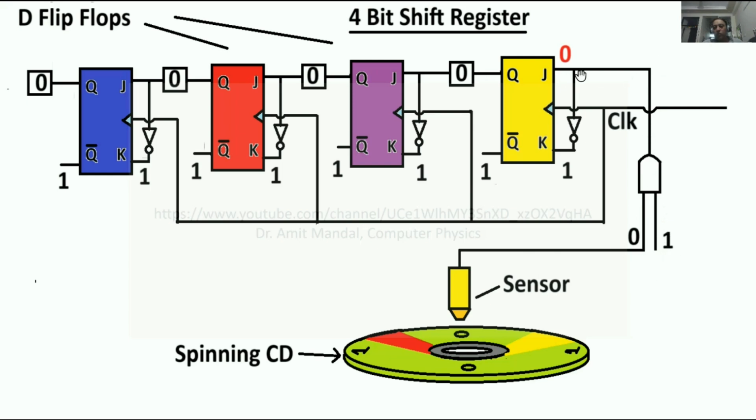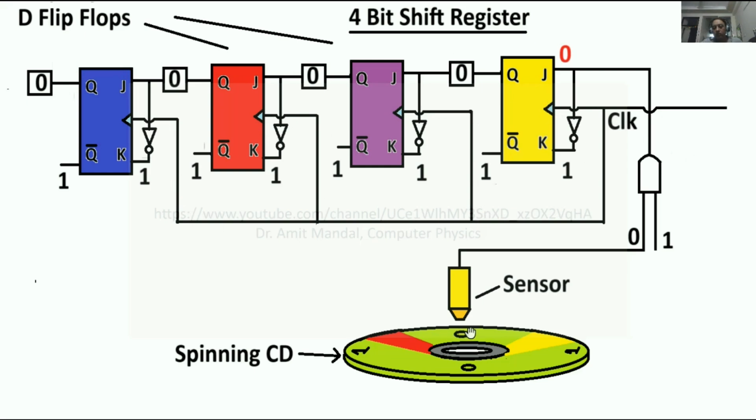In case it is 0, then no data will be sent, because if one of the input terminals of the AND gate is 0, then the output is always 0. So when it is 1, it is enabling the sensor to send the data to the J of the yellow flip-flop. Now this is the clock input, and the clock is applied in parallel to all the flip-flops. You can see if a clock pulse comes, it clocks all the flip-flops simultaneously.